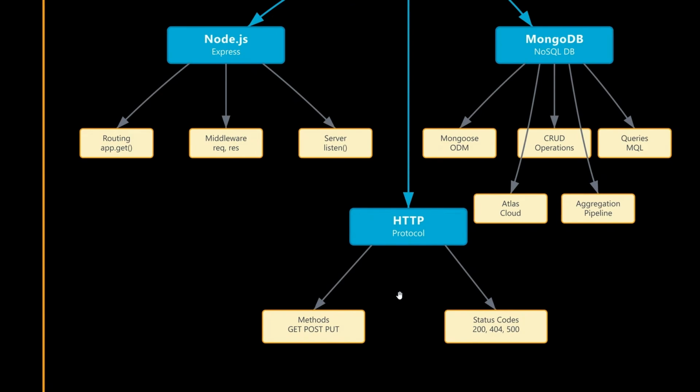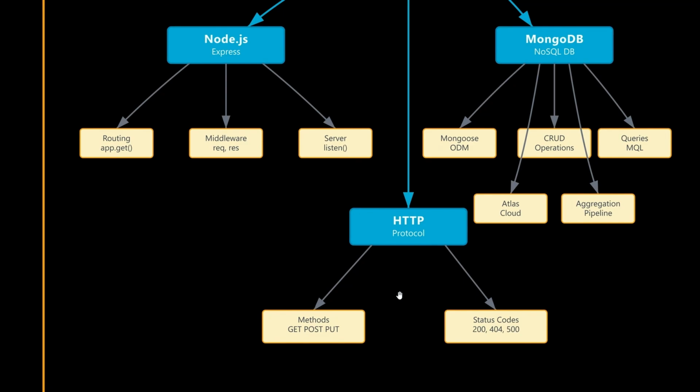We have different HTTP methods for different operations. GET is for retrieving data, like loading a web page or getting a list of users, and POST is for creating new data, like submitting a form or creating a new user account. PUT is for updating existing data, like editing your profile, and DELETE is for removing data, like deleting a post.